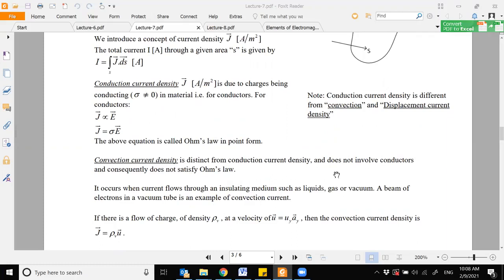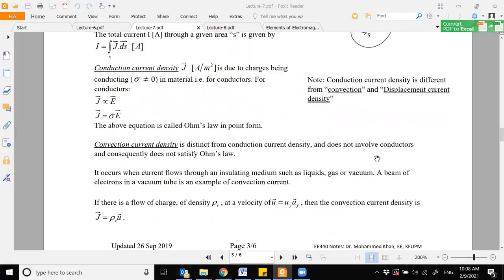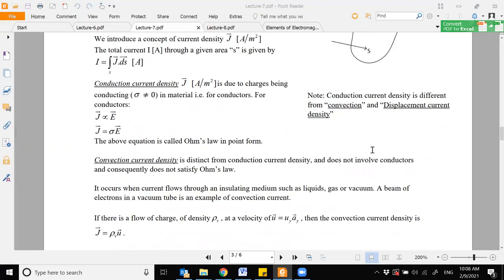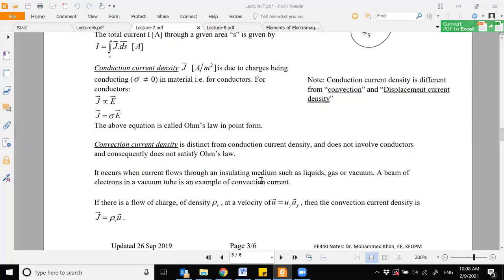So what is a convection current? Again, you might be aware of this because you might have studied it in physics. It does not involve movement of charges through conductors, that is, it does not involve any conductors. You do not require a conductor for current to pass through, because in conduction current density, you require a conductor. Without a conductor, the conduction current cannot pass, because conductors have free electrons that allow charge to move through the conductor, giving rise to what is called a current. But here it's not the case, and therefore it doesn't satisfy Ohm's law.